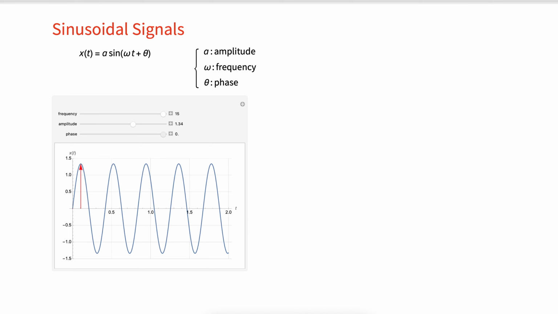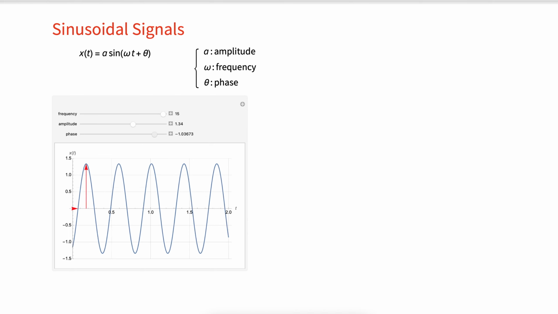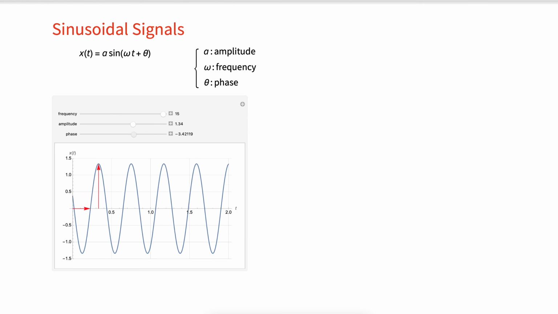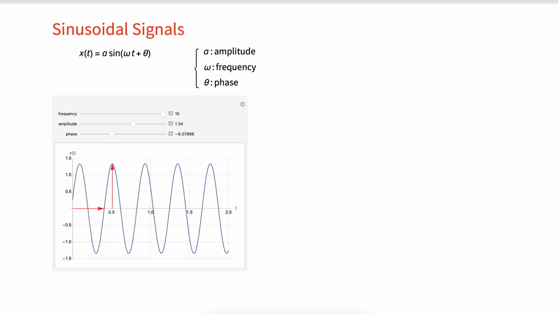Changing the phase, starting from θ equal to 0, if the value of the phase is decreased in the negative direction, the effect that it will have on the signal is that it will shift the signal to the right.